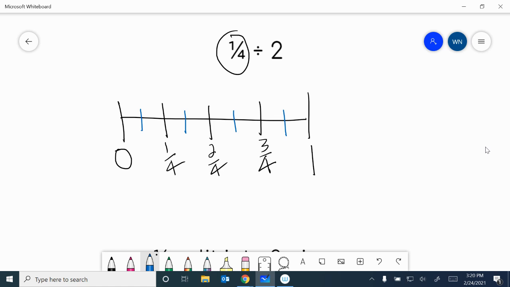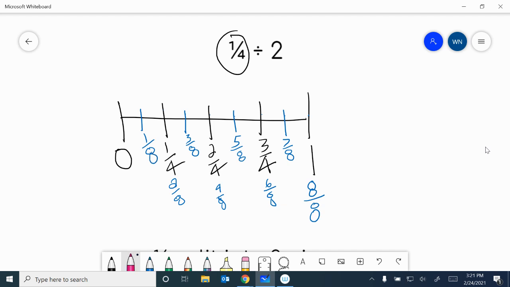Now it's our job to figure out what those blue lines are. So I'm going to count them. I've got 1, 2, 3, 4, 5, 6, 7, 8. Okay. That means the 1 is 8/8. So we've got 7/8, 6/8, 5/8, 4/8, 3/8, 2/8, and 1/8.